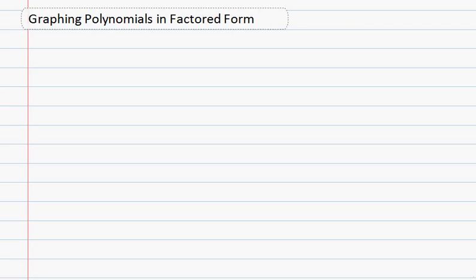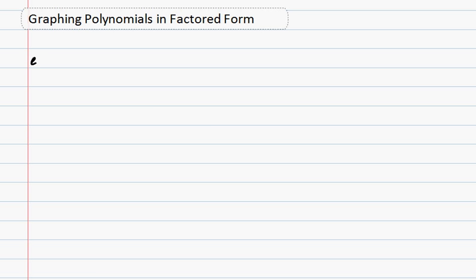Okay, graphing polynomials in factored form is a huge part of algebra. It leads up to something called the fundamental theorem of algebra. Today we're just going to focus on factored form, and we're going to talk about a lot of different examples where, when they give you factored form, we're just going to be able to graph it using intercepts.